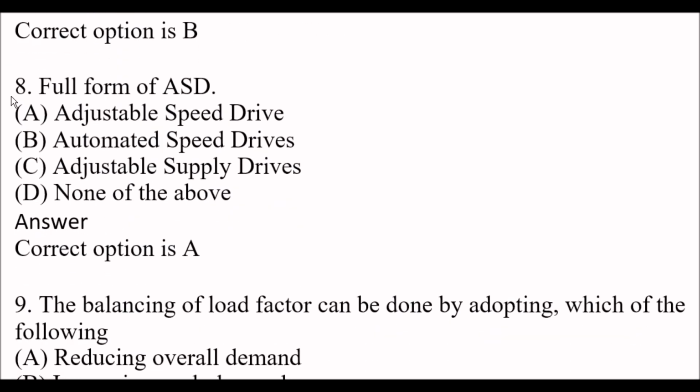Full form of ASD is: option A, adjustable speed drive. Option B, automated speed drives. Option C, adjustable supply drives. Option D, none of the above. Right answer is option A, adjustable speed drive.